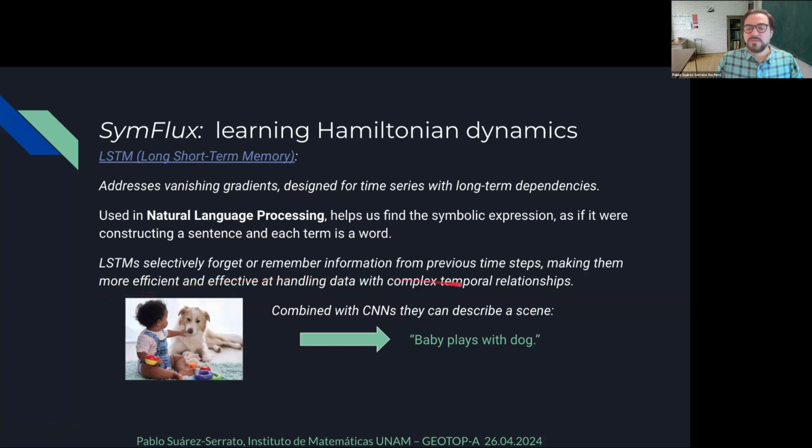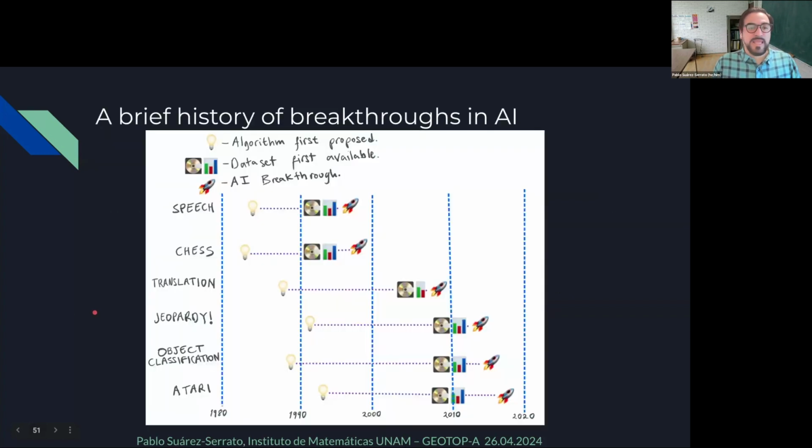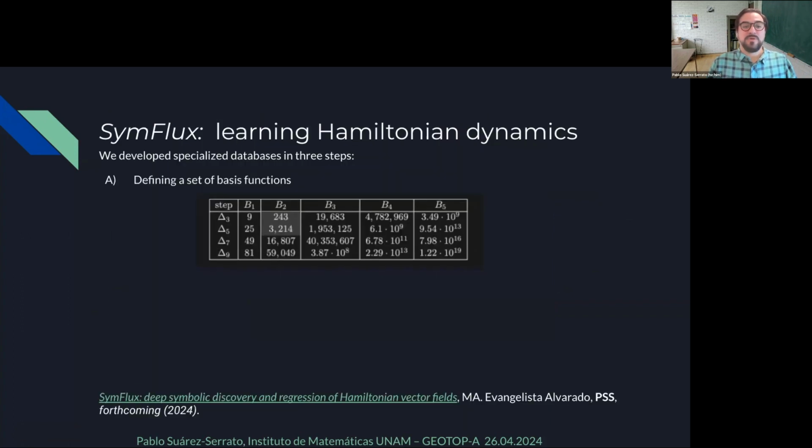And we're not really using the temporal relationship aspect, but more the fact that it can recover a symbolic expression from an image. Now, let's go back to this history of breakthroughs. Remember that in order to have the breakthrough, we really needed the data set. And this is, in a way, what's been taking longer for us to develop these systems, because there aren't any data sets for doing mathematics or symbolic reasoning like this. So we had to develop our own.